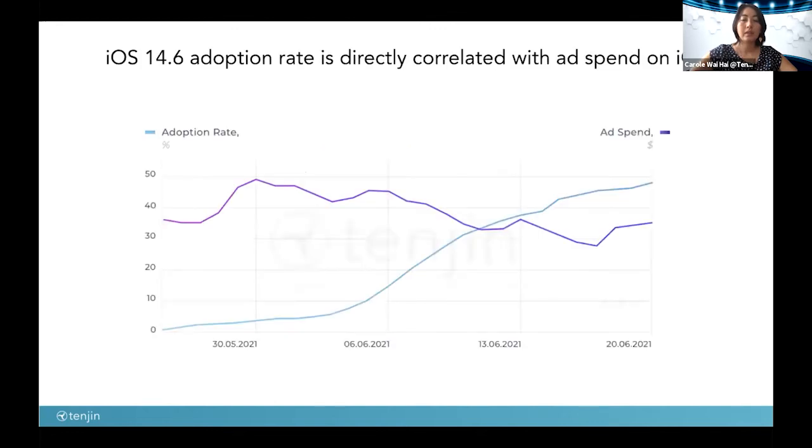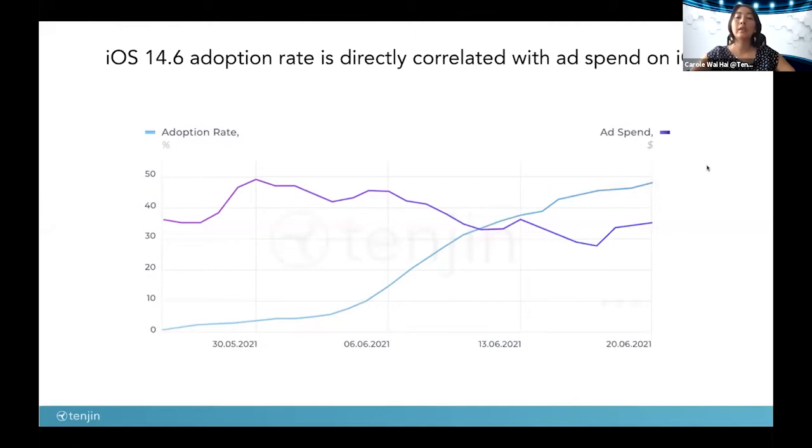What was interesting is that it was launched end of April, and the adoption rate of the iOS user was fairly slow. It's only around June, when Apple pushed iOS 14.6, that we see an increase in the adoption rate until it reached 68%.